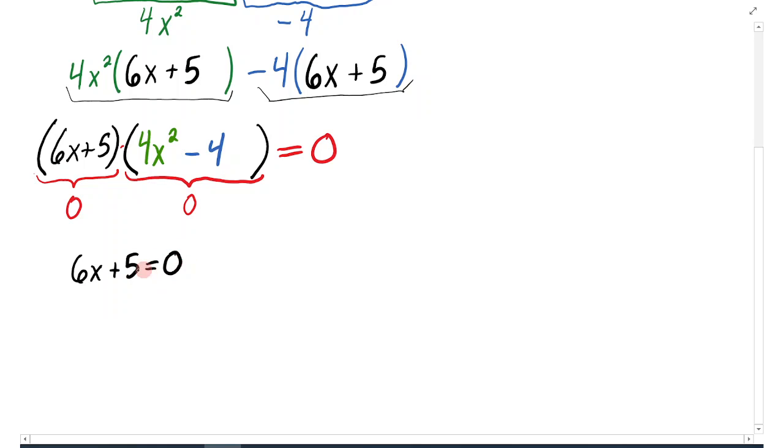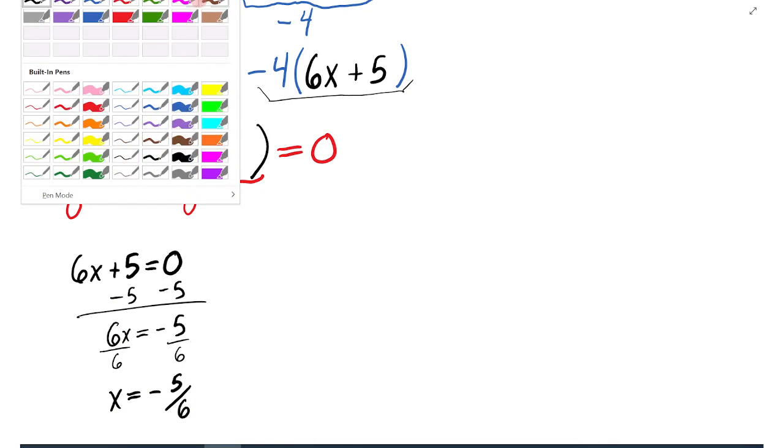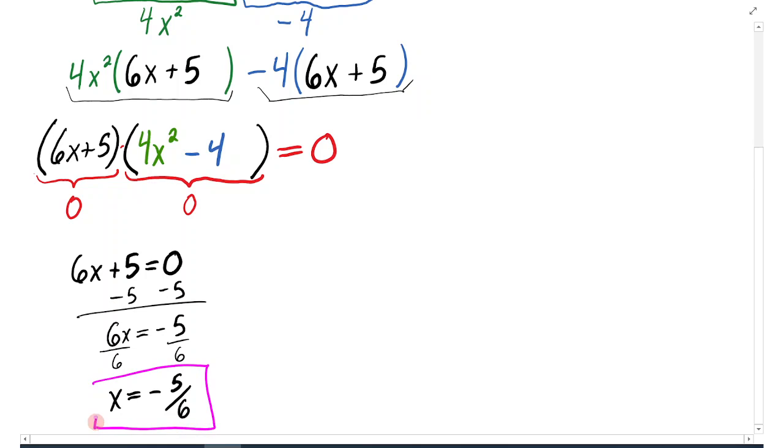So 6x plus 5 equals 0. Simple two-step equation for solving. We have 6x equals negative 5, divide by 6, and we end up with x equals negative 5 over 6. Okay, that is one of our solutions. We have a couple others.